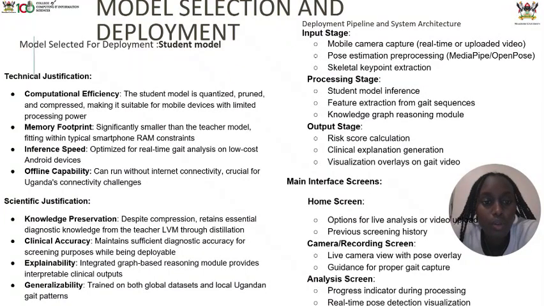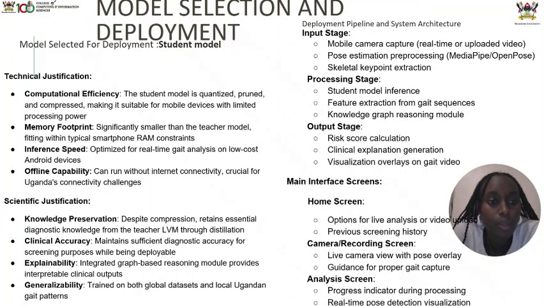So the student model is quantized, pruned, and compressed, making it suitable for mobile devices with limited processing power. So we couldn't use the parent model because it is a large visual model. So we decided to use the student model for deployment because it is smaller and its capacity is suitable for the mobile devices.